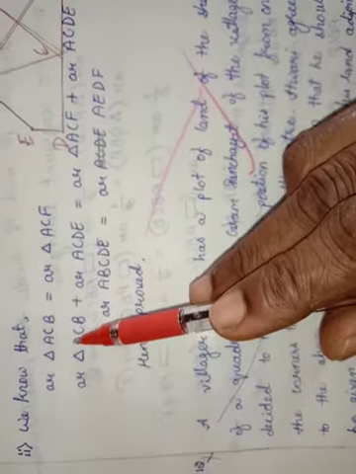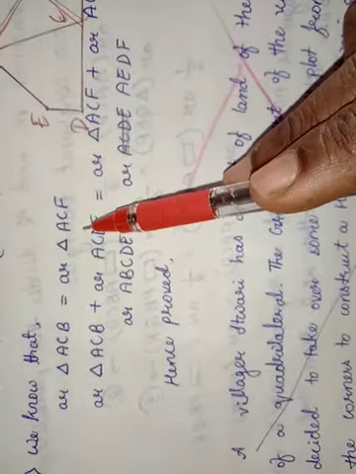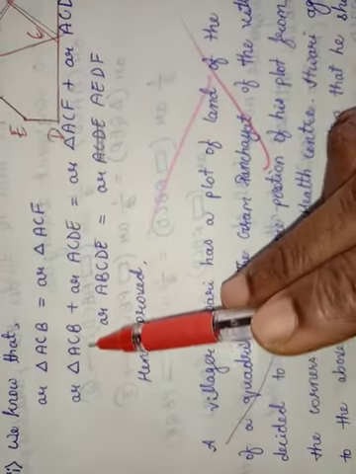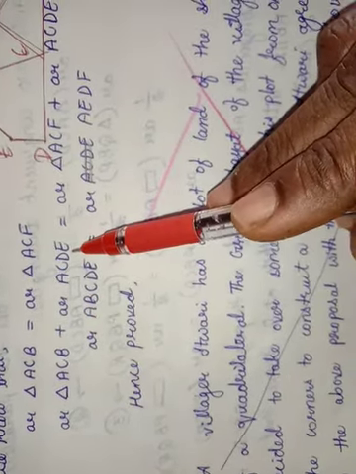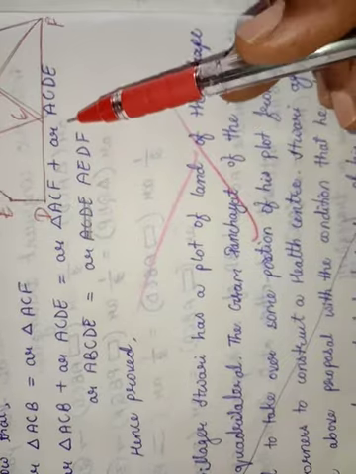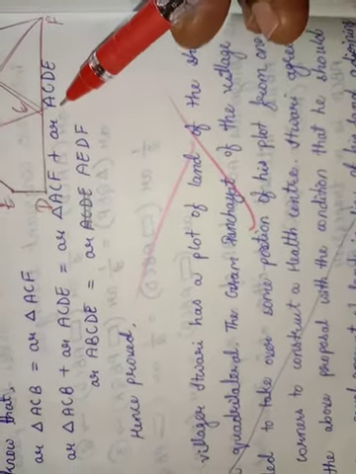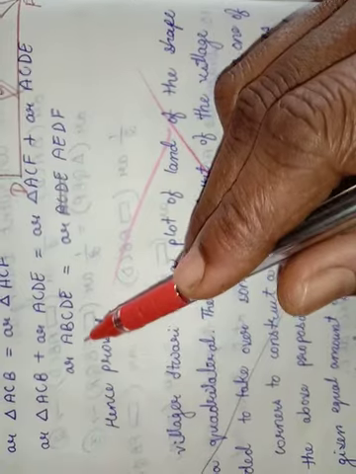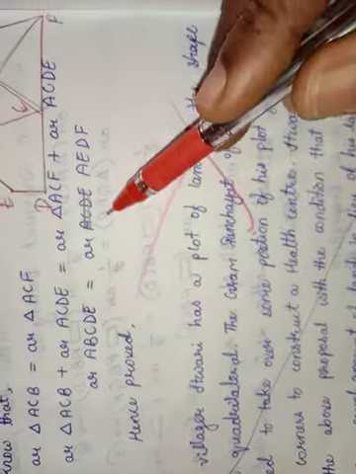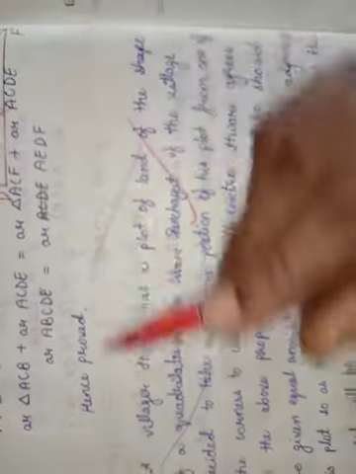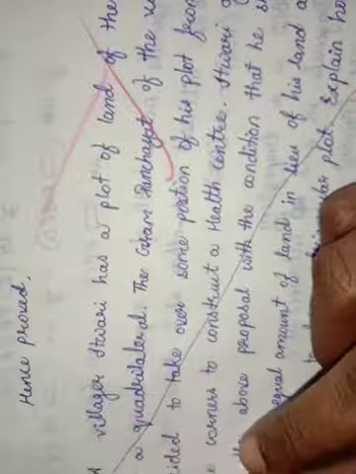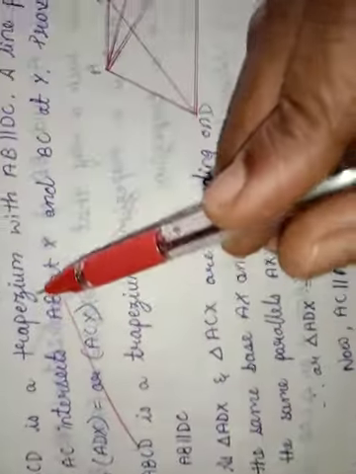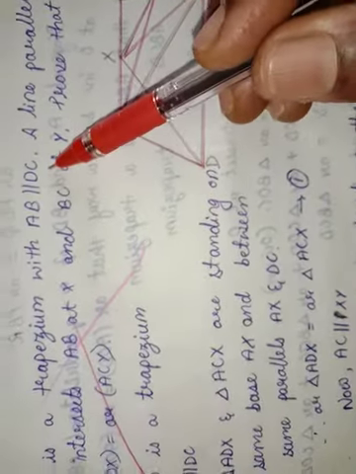We know that area ACB is equal to area ACF. Area of triangle ACB plus area of quadrilateral ACDE is equal to area ACF plus area of quadrilateral ACDE, which is area ABCDE equal to area AEDF. Okay, it is hence proved. Next problem. Children, the 12th problem is not necessary to do. Then the 13th: ABCD is a trapezium with AB parallel to DC.